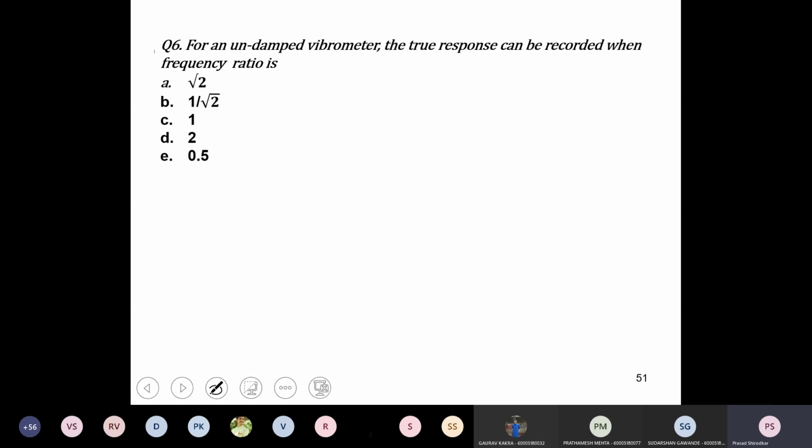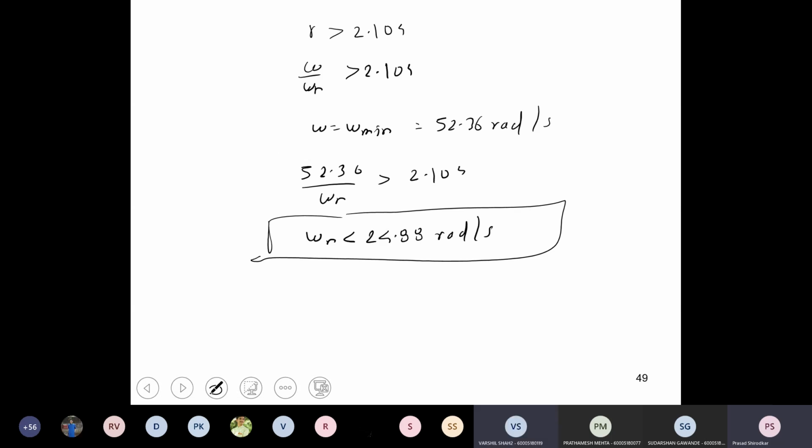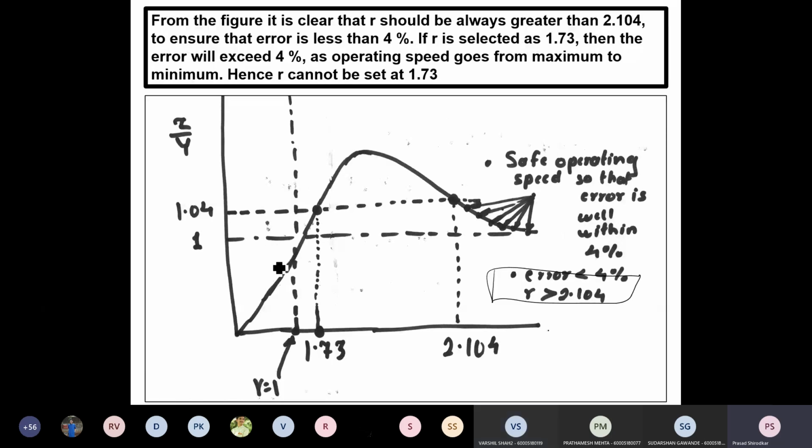Sir, if r is less than 1.73, then also it will be less than 1.14. See, at least somebody is thinking. So you are saying that it is in this region, right? But when you set r equal to 1.73, this will correspond to omega min, right? And you're going to go from omega min to omega max. Correct? So when you go from omega min to omega max, as the values go towards omega max, this r is going to go to this region. It is not going to go to that region. So they are going to fall in this region, and when you fall in this region, the error goes beyond 4%. Is that clear?